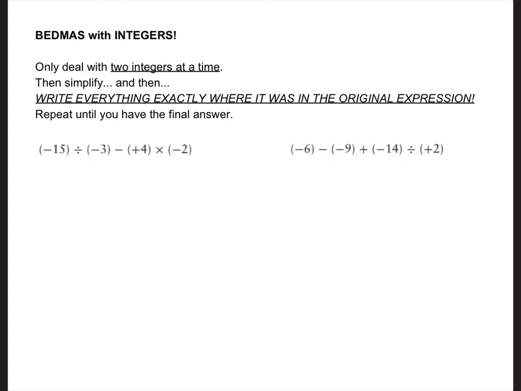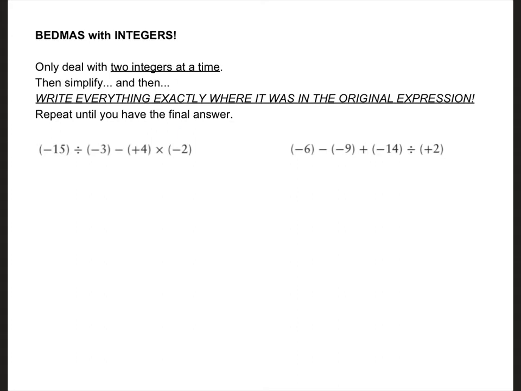First thing you need to do is consider you're only going to deal with two integers at a time. You're not going to look at all this and go, oh man, I can't do that in my head. You don't need to. You're only going to do two at a time. Then you're going to simplify those two, and here's where kids mess up. You need to write everything exactly where it was in the original expression, and I'll show you what that means in a second. And we just repeat this until we have the final answer.